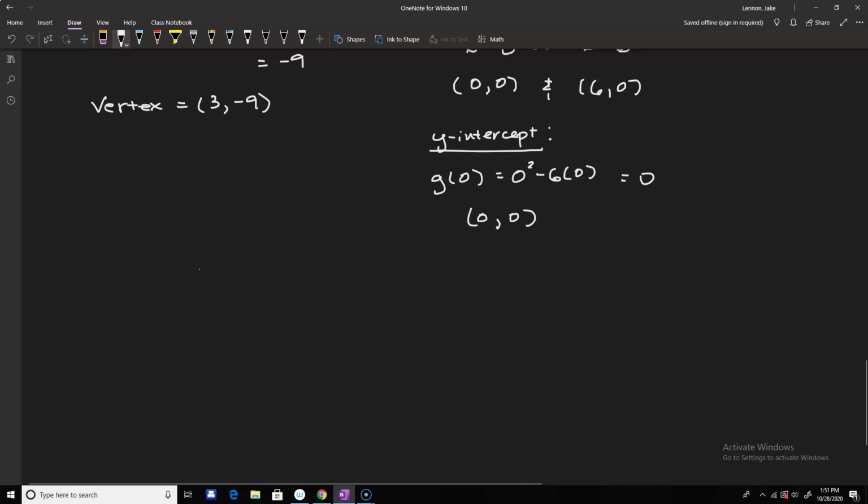Okay, so let's see. We've got our parabola that we want to draw. So we know it hits 0, 0, and then also 6, 0. So 1, 2, 3, 4, 5, 6. So there's our other point. And then we need to go to 3 and then down 9. So 1, 2, 3, 4, 5, 6. So all the way down here. And this is roughly the shape of our parabola through those three points.